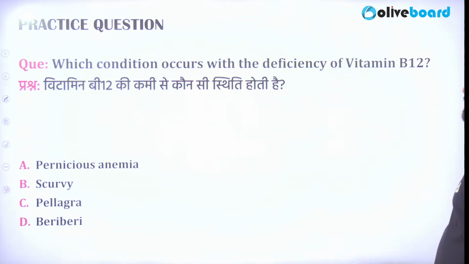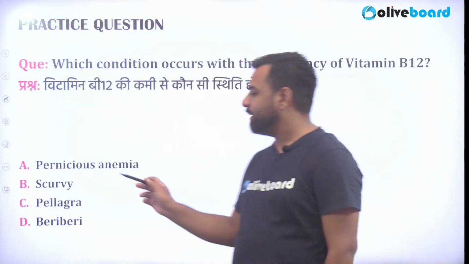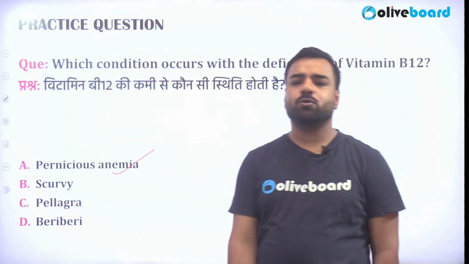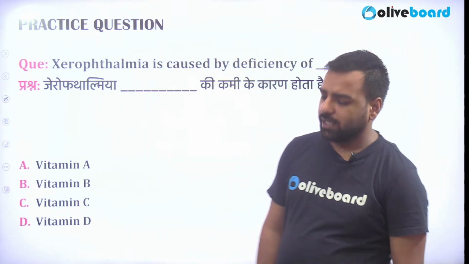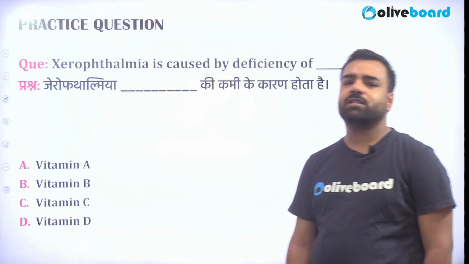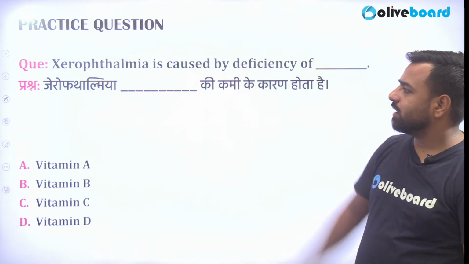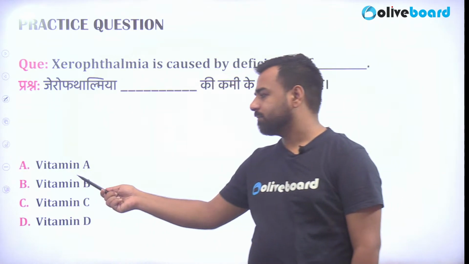Which condition occurs with the deficiency of vitamin B12? So B12 deficiency leads to pernicious anemia. And what is the chemical name for the same? So that's cyanocobalamin. Xerophthalmia is caused because of deficiency of vitamin A.